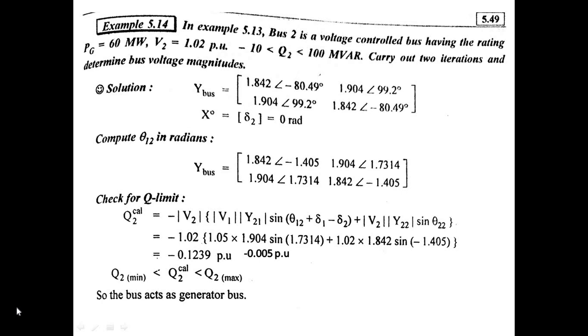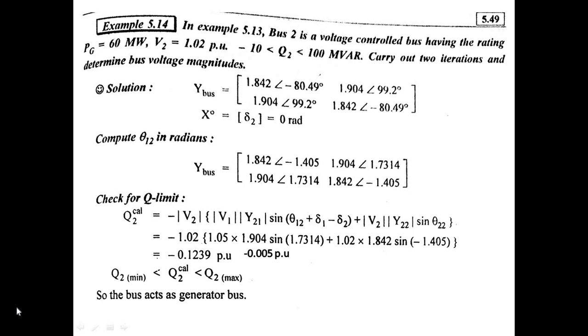Another problem. In example 5.13, bus 2 is a voltage controlled bus having the rating Pg is equal to 60 megawatt. V2 is equal to 1.02 per unit. Minus 10 less than Q2 less than 100 megavolt ampere reactive. Carry out two iterations and determine the bus voltage magnitudes.